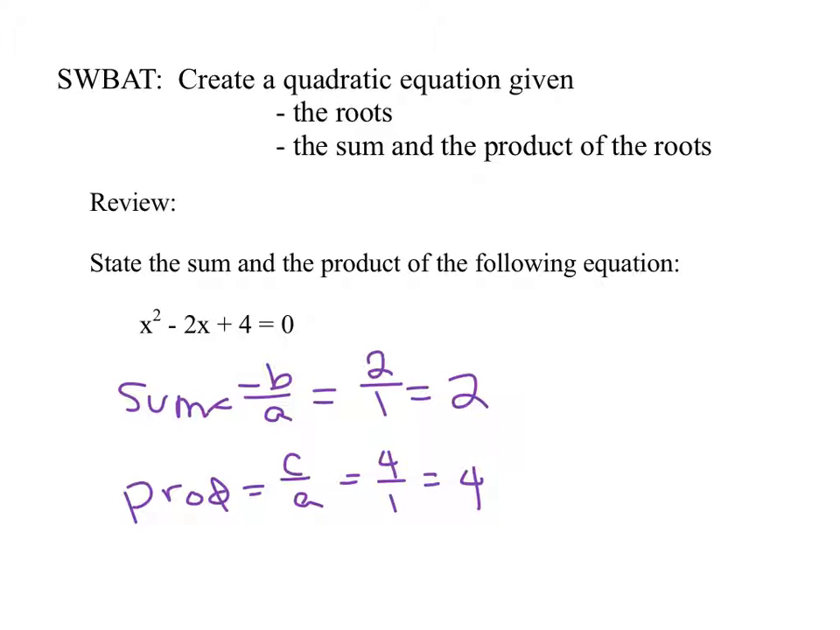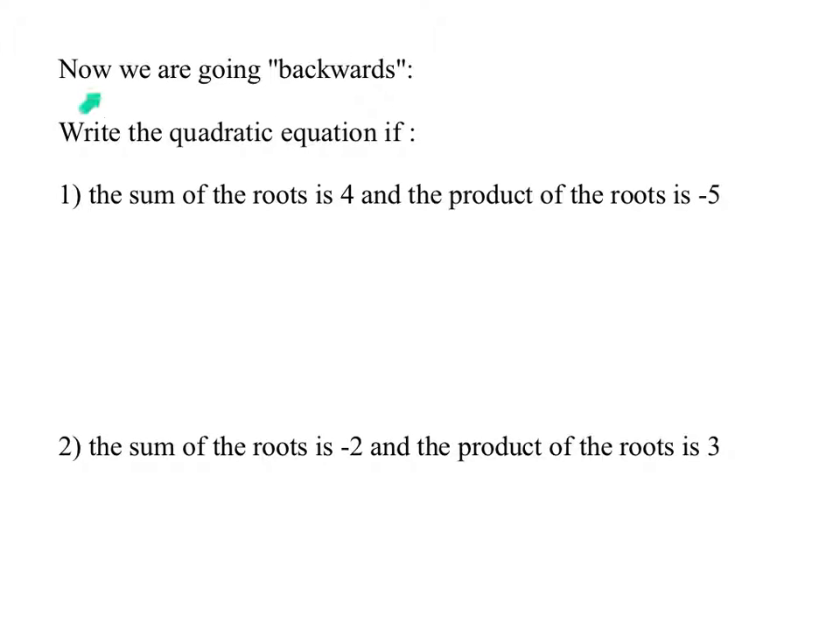So what I'd like you to take note of is that the sum of the roots is 2, but what's put in there is negative 2. And these two, the product and the c, match exactly. So what we're going to be doing today is we're going backward. We gave you the quadratic equation, and you had to find the sum and the product. Now we're going to go backwards. So the way that this works is a is always 1.